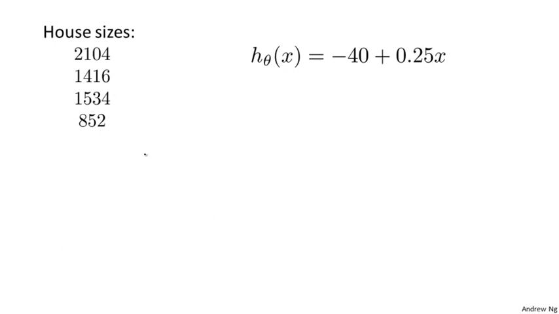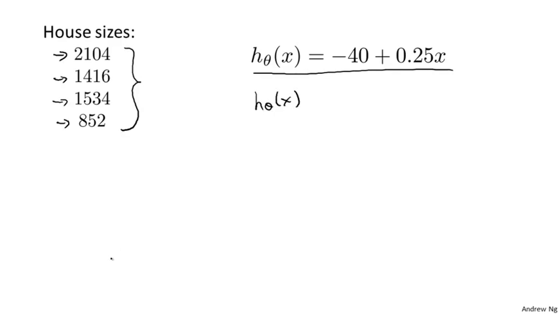Finally, let me show you a neat trick. Let's say we have a set of 4 houses, so 4 houses with 4 sizes like these, and let's say I have a hypothesis for predicting the price of a house. And let's say I want to compute h of x for each of my 4 houses here. It turns out there's a neat way to pose applying this hypothesis to all of my houses at the same time, as a matrix vector multiplication.